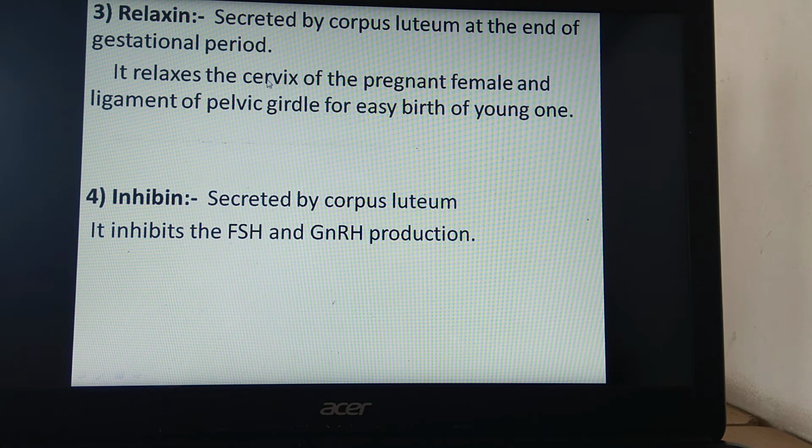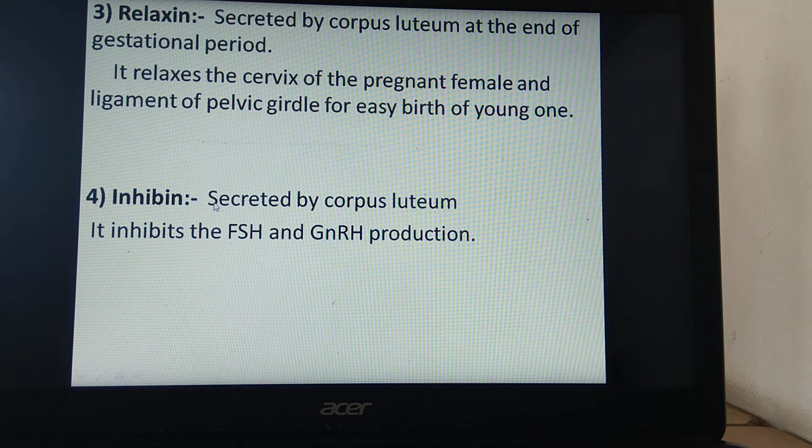We can say the female reproductive part. Pelvic girdle is found in the pelvic region. So because of relaxation of the cervix and ligament of the pelvic girdle under the influence of relaxin, easy childbirth takes place. Next hormone secreted is inhibin.